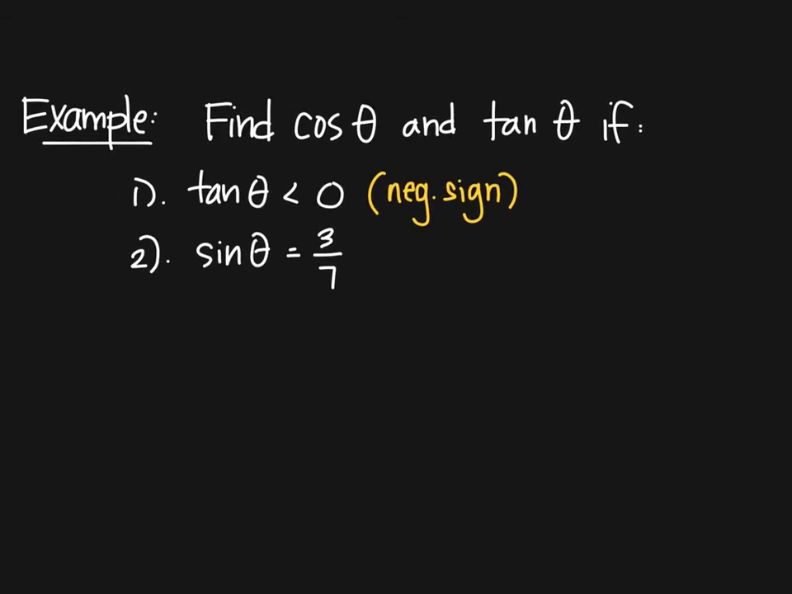So draw yourself a grid. If tan theta is supposed to have a negative sign, something has to be negative in this problem. If tan theta has a negative sign, then I have to use a quadrant where there are things that are negative. So what quadrant doesn't have anything negative in it? It's the only quadrant that doesn't have any negatives, quadrant 1. So I absolutely will not be using quadrant 1. Eliminate that right away.